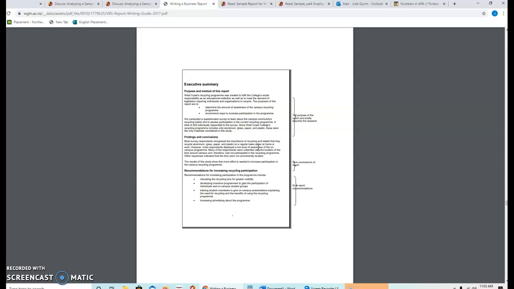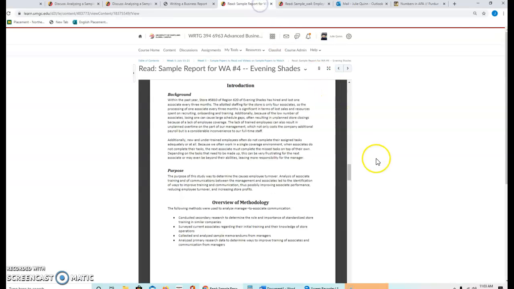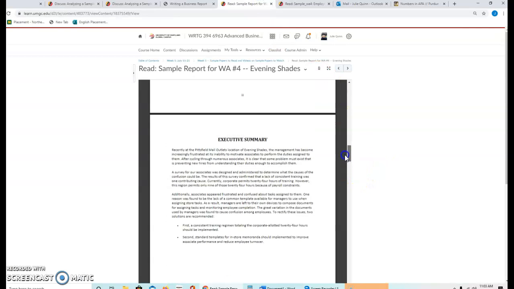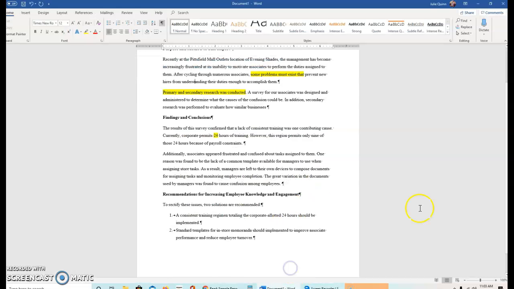So your assignment this week was to go through and already look at one that had the data, and that was Evening Shades, right? To look through this and to take the executive summary that was listed here and reorganize it in a much more palatable business style. Okay, so that was writing discussion number 1.